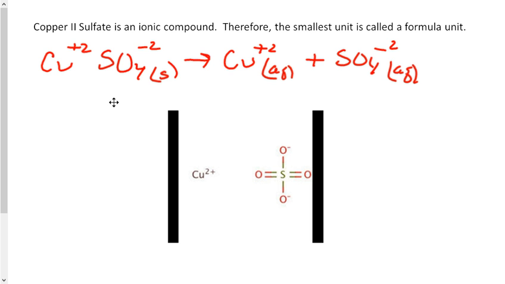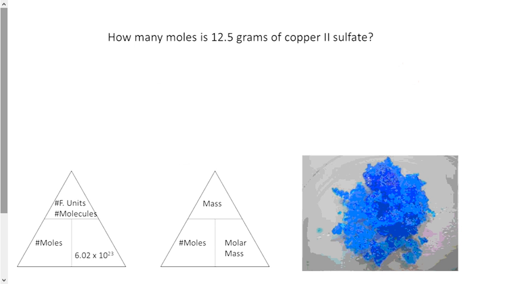How do we deal with ionic compounds and the mole? Well, you're going to see a very similar pattern. Let's take a look. How many moles is 12.5 grams of copper sulfate? Well, here's what copper sulfate looks like. And if we look at our triangles here, we want to know moles, so I cross over moles. And it says then to take mass divided by molar mass. So you see there's really no difference in terms of how the moles are calculated.